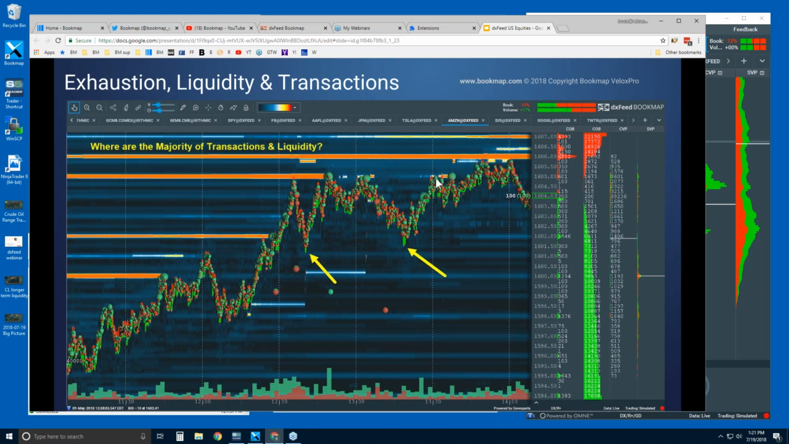When you have that P-shaped profile and you have more volume trading up at the high, especially when there's a lot of buying up at the highs here, you get price discovery up into higher areas. So understanding where the majority of those transactions are, and where the liquidity is, and how those buyers are, in this case, attracted to that area.